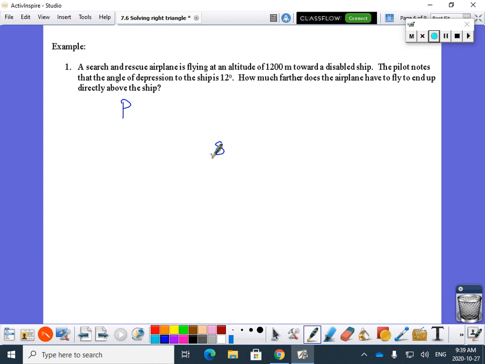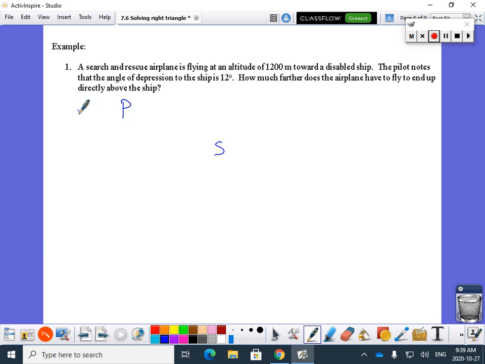So think about the pilot's here, and the ship is over here. Like, actually imagine it. Like, this is happening in real life. There's a pilot in a helicopter, and there's a ship a little ways down, and he wants to get directly above the ship. Okay? And we know that from the pilot down to the ship is how many meters? What'd they give us in the question? What's the elevation from the ship up to the pilot?